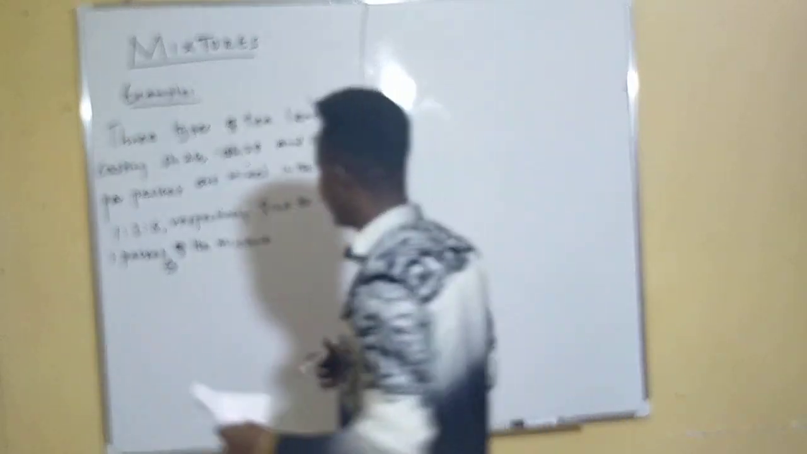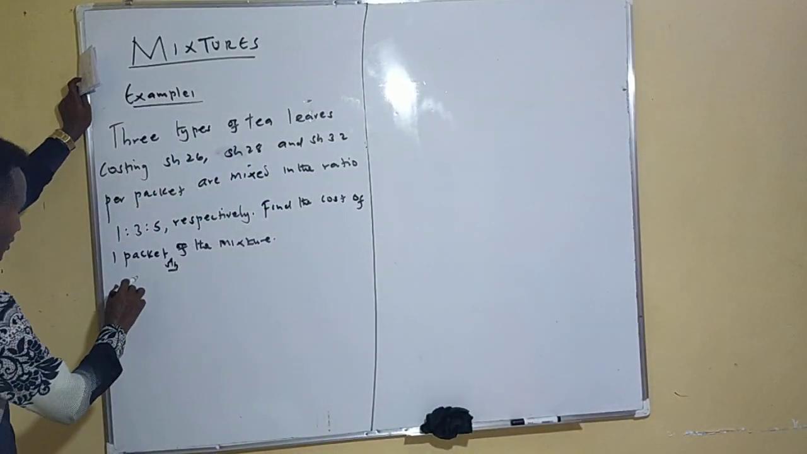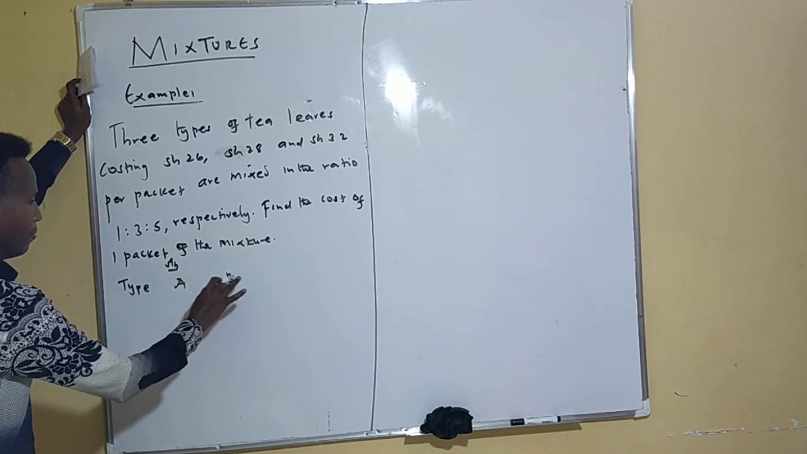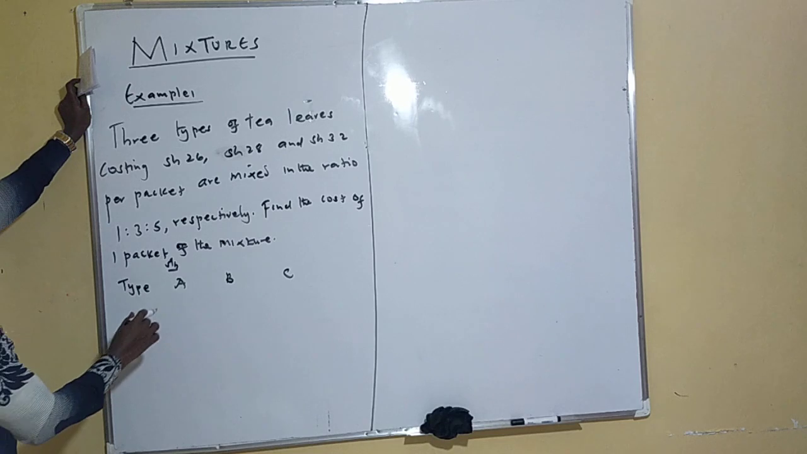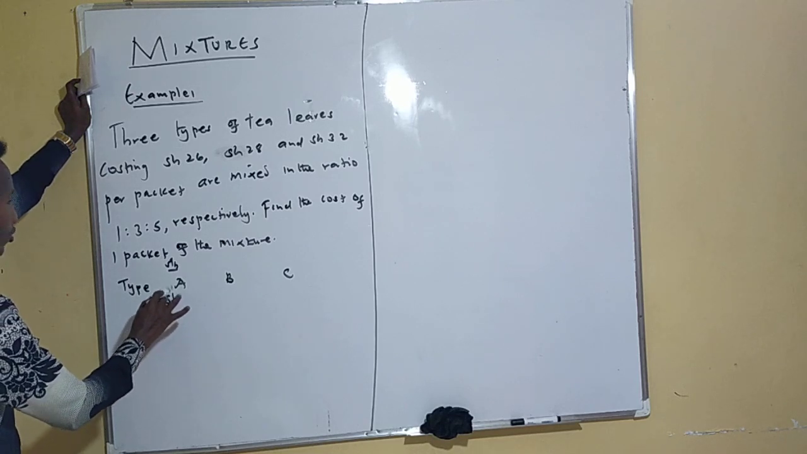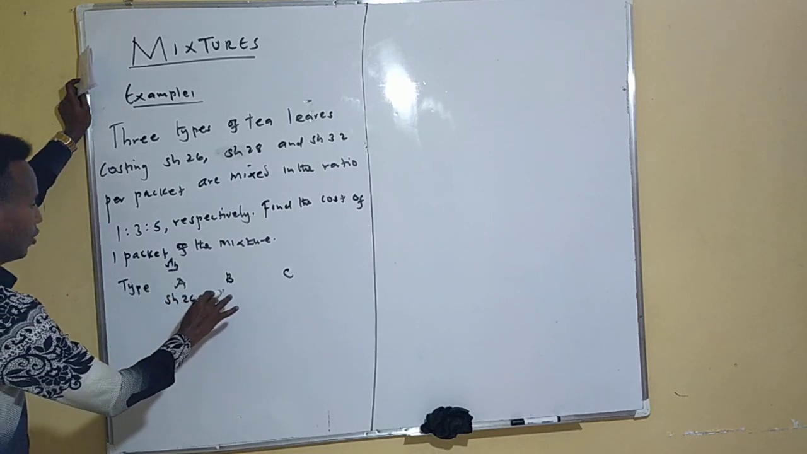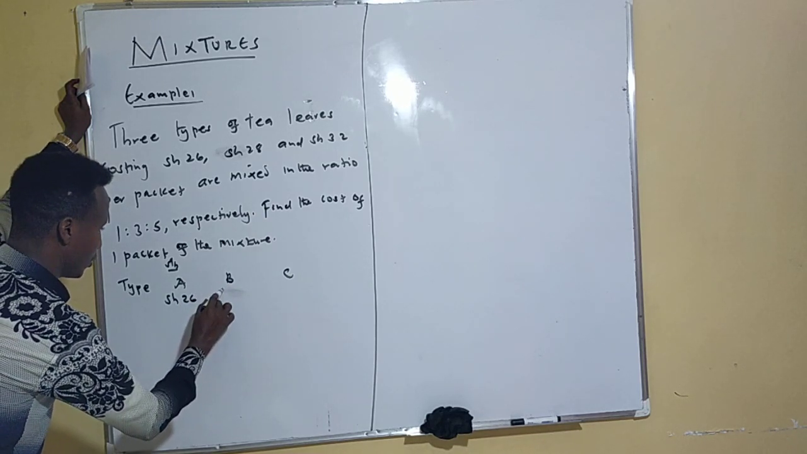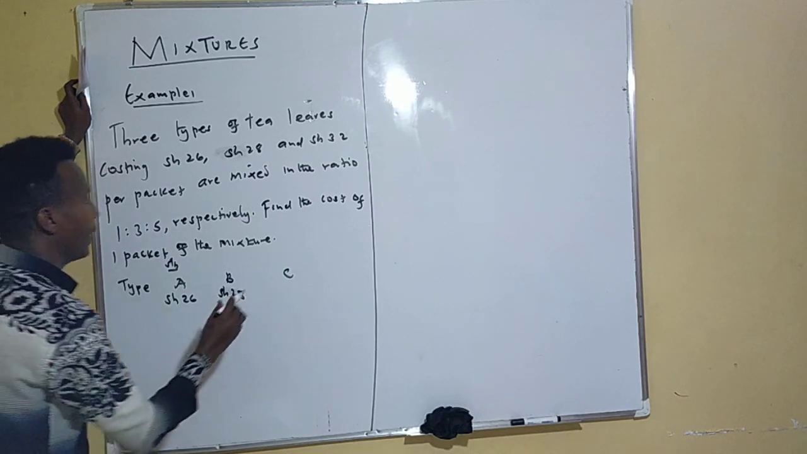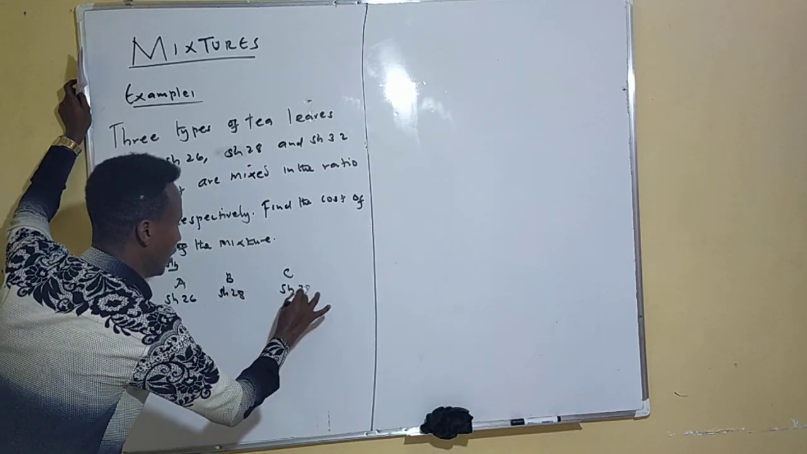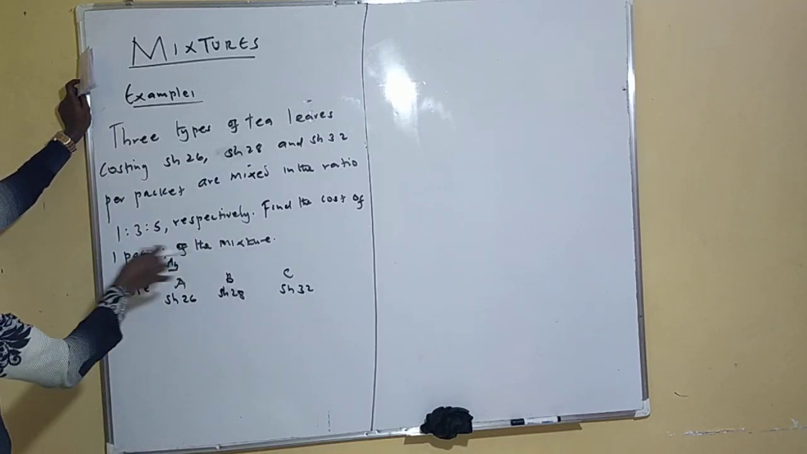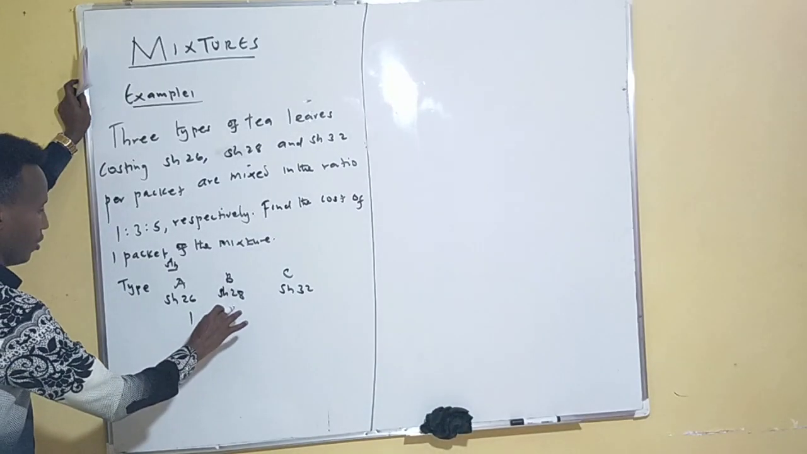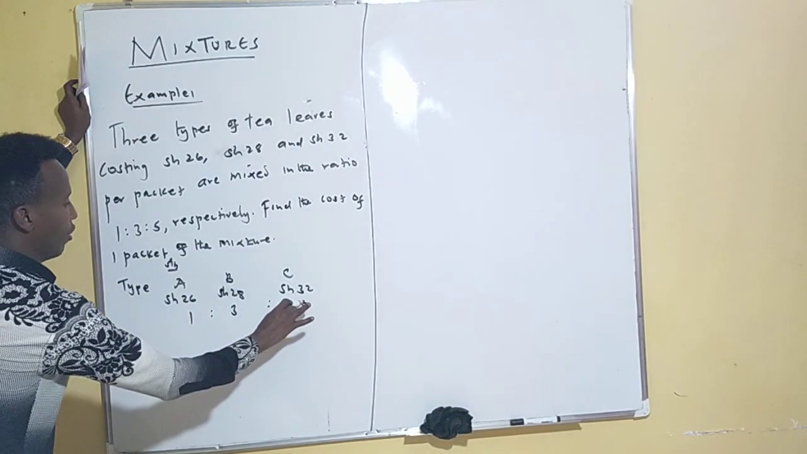Now this is the procedure. We have types A, B, and C. The cost of type A is shilling 26, while that of B is shilling 28, while that of C is shilling 32. Then we are also given the ratio in which they are mixed: 1 ratio 3, then ratio 5.